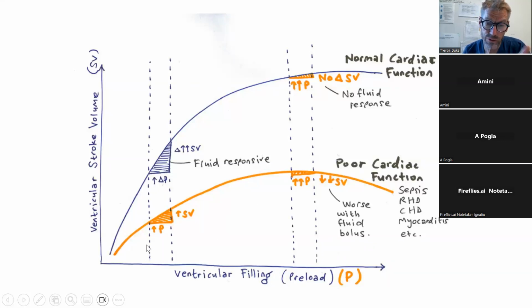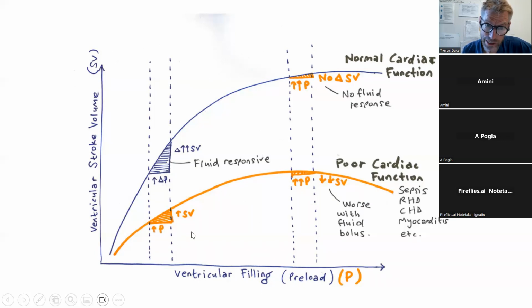And then if you keep giving more and more fluid, then it'll plateau and may even fall. But if you've got poor cardiac function, because the child's got sepsis or they've got rheumatic heart disease or they've got congenital heart disease or myocarditis, then their heart will function on a different Starling curve. And it won't be long after you start giving fluid to these patients that the effect on their stroke volume will be very diminished.